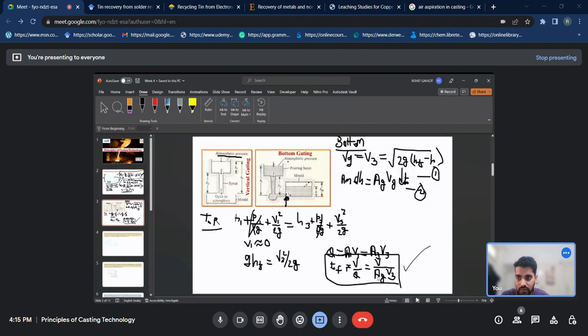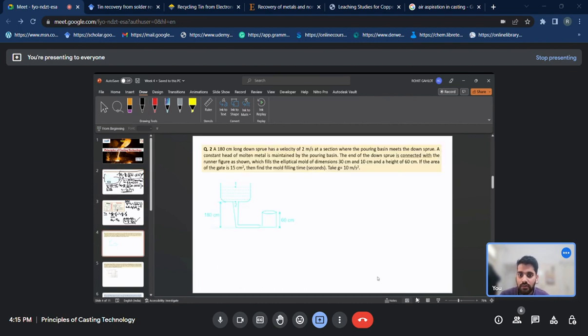Okay, then let's move to problem number 2. The question is: a 180 centimeter long downsprue has a velocity of 2 meter per second at the section where the pouring basin meets the downsprue. This is the pouring basin, and it meets the downsprue here. A constant head of molten metal is maintained by the pouring basin.